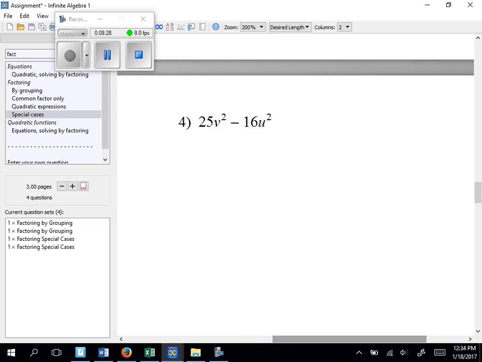Bellwork question number 4. Now this one looks a whole lot easier. Look at it, I see 25v squared minus 16u squared. Go ahead and pause it and give yourself a chance to work.